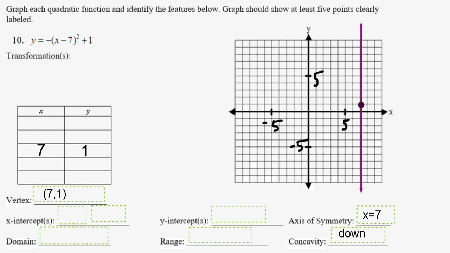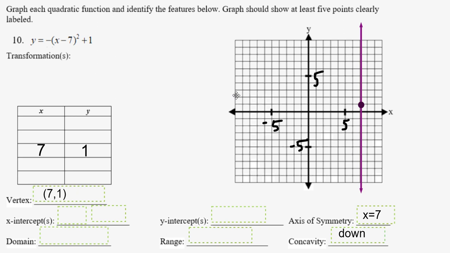And I also know that the axis of symmetry is going to have to go through the vertex, so it has to be at x equals 7. So right now I have those three things going for me: the concavity down, the vertex being at (7, 1), and the axis of symmetry being at x equals 7. Remember, the axis of symmetry is always written as an equation.